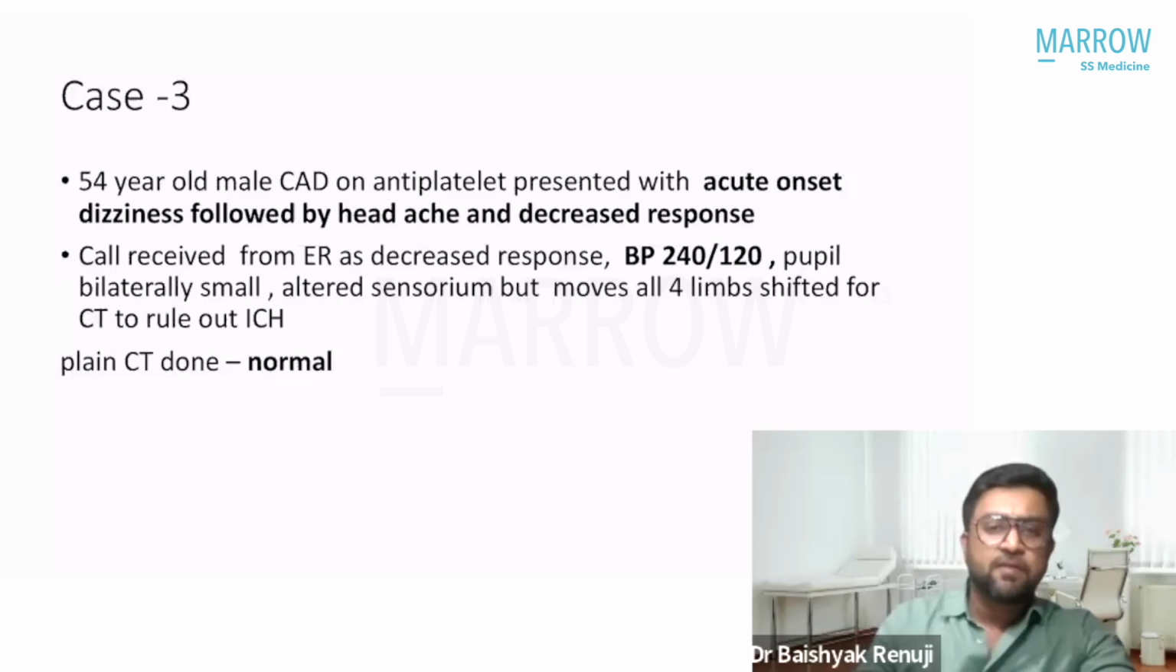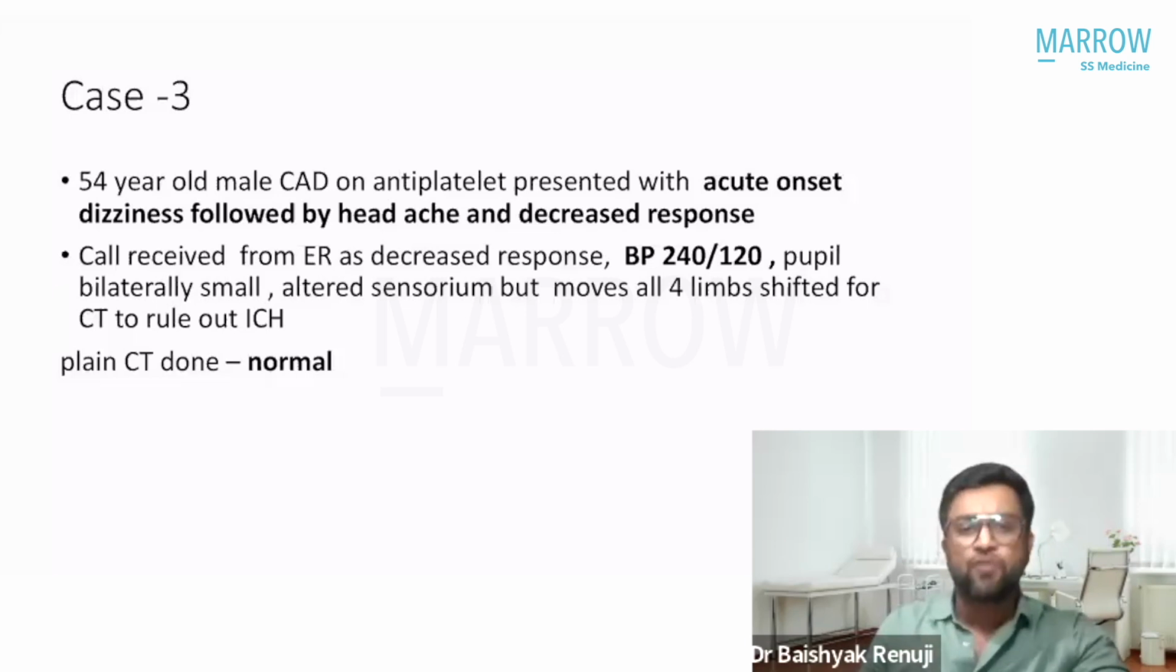Then a bystander came and noticed that he was lying on the floor. He was moving his limbs but not responding, and he was not opening his eyes. They took the patient directly to the ER. The ER called me and told me that the patient has BP of 240 by 120, pupils bilaterally small and sluggishly reacting. They said it is altered sensorium, but he is moving all 4 limbs, not responding, and was shifted to CT to rule out ICH, because BP is very high, and with a very fast presentation and very drastic symptoms, it is quite natural to rule out bleed.